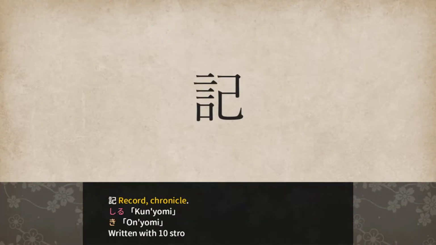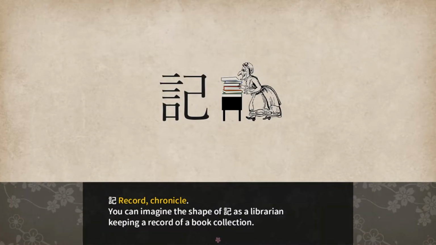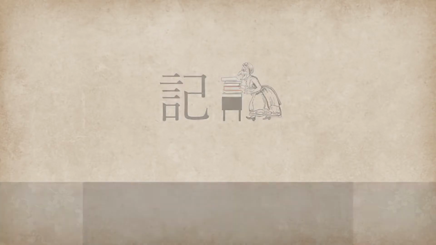Shiru. Record or chronicle. Shigu for Kun'yomi and Ki for On'yomi, written with 10 strokes. You can imagine the shape of Ki as a librarian keeping a record of a book collection.